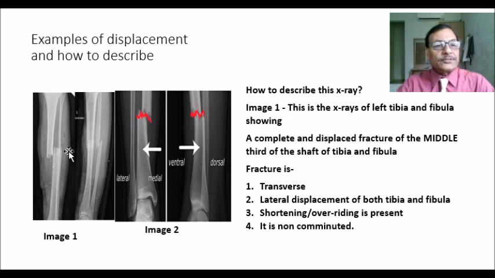The fracture is a transverse fracture. There is lateral displacement. We can see it has gone towards the fibula, so there is lateral displacement here, and in the lateral view there is dorsal displacement. So we can say there is lateral displacement of both tibia and fibula, and there is shortening.